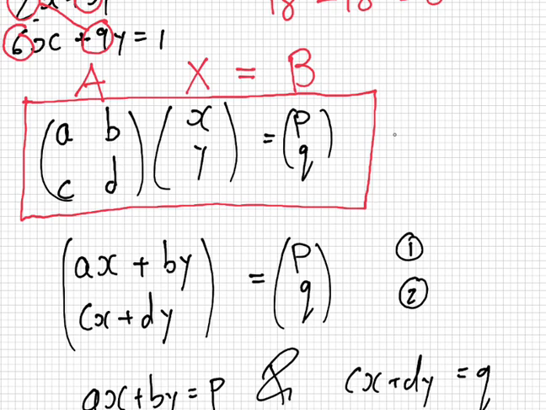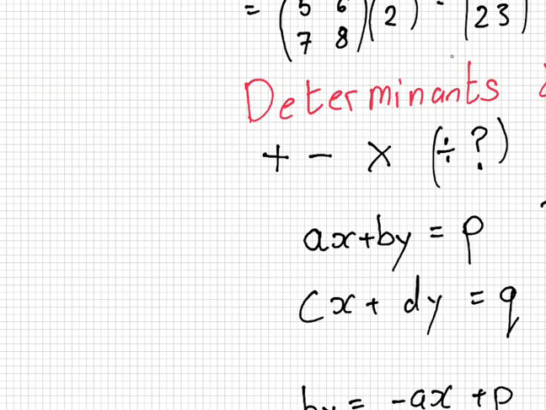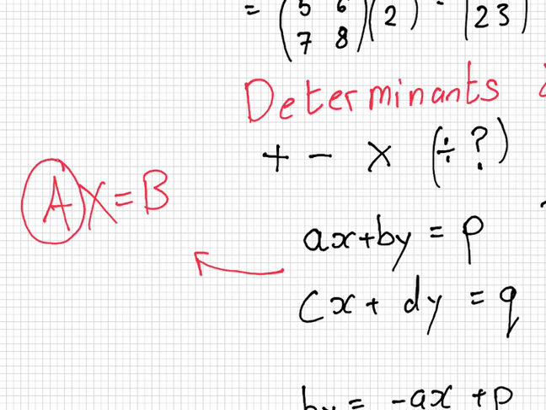So in other words, if I scroll back up here, I can write this as a matrix, AX equals B. And this A has A, B, C, D in it. This X has X, Y in it. And then this B has P and Q in it.